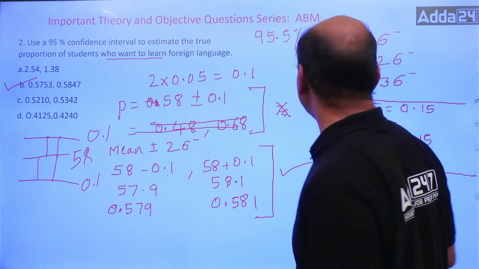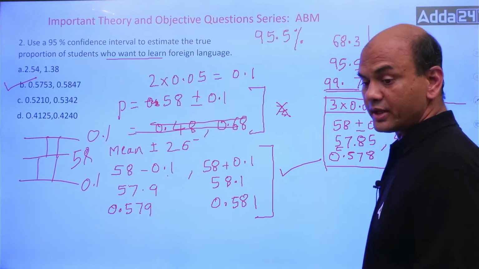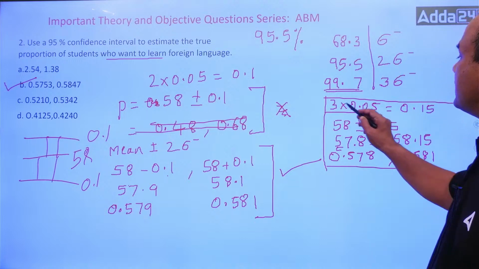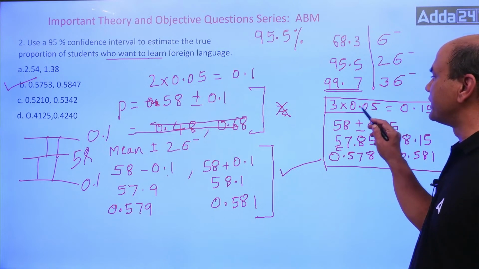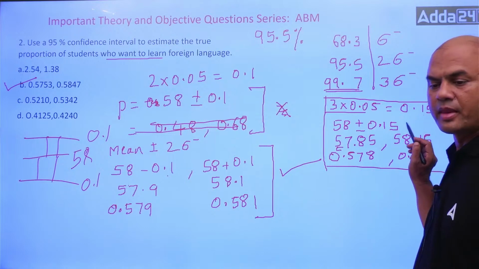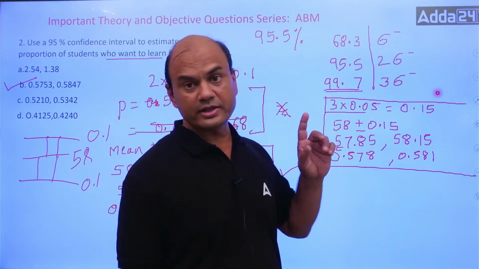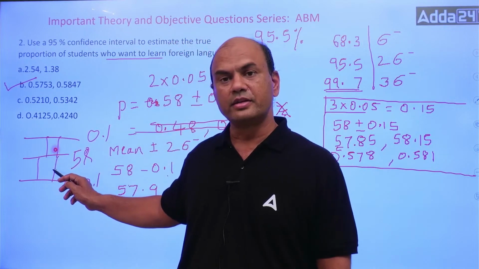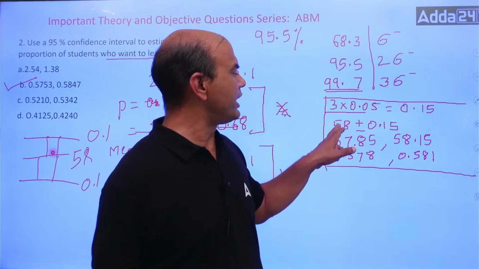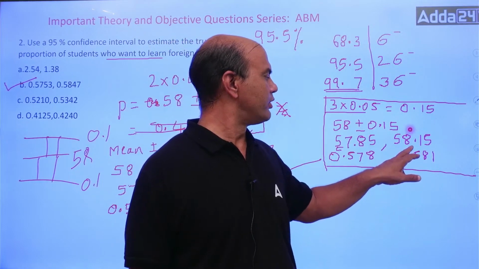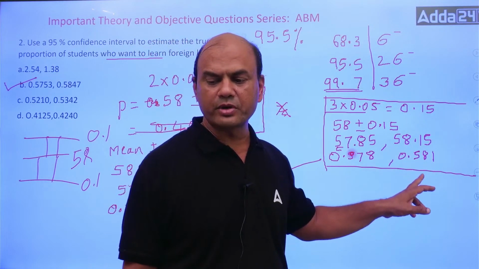Now in the exam, if they ask you not 2 standard error but 3 standard error, then what will you do? See this. 3 into psi dash. Psi dash means standard error. So 3 into psi dash, 0.05, so it is 0.15. Again, 58 is the mean. Then what will you do? You will add 0.15 over here, subtract 0.15 over here. So 58 plus 0.15 maxima, 58 minus 0.15 minima: 58.15 and 57.85.